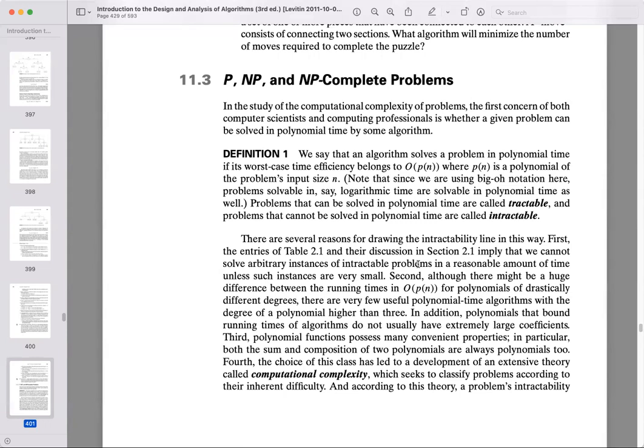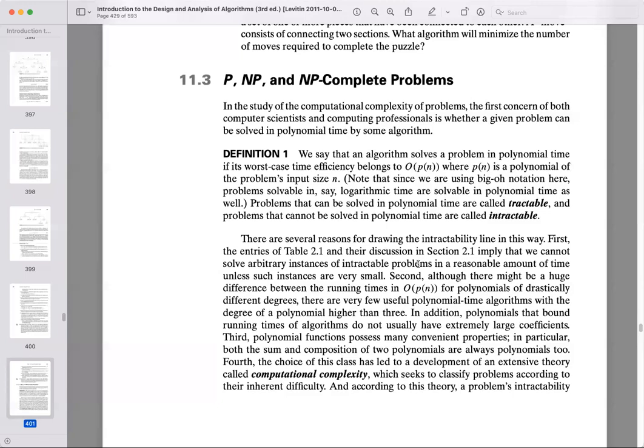So we have some definitions here. We say that an algorithm solves a problem in polynomial time if its worst case efficiency belongs to the big O of p(n), where p(n) is a polynomial of the problem's input size. Again, could be n or n squared or whatever. Logarithmic times also qualify because we're using big O and logarithmic is better. Anything that has that characteristic, we call tractable. If they can't be solved in polynomial time, we call them intractable. So that's the basic definition.